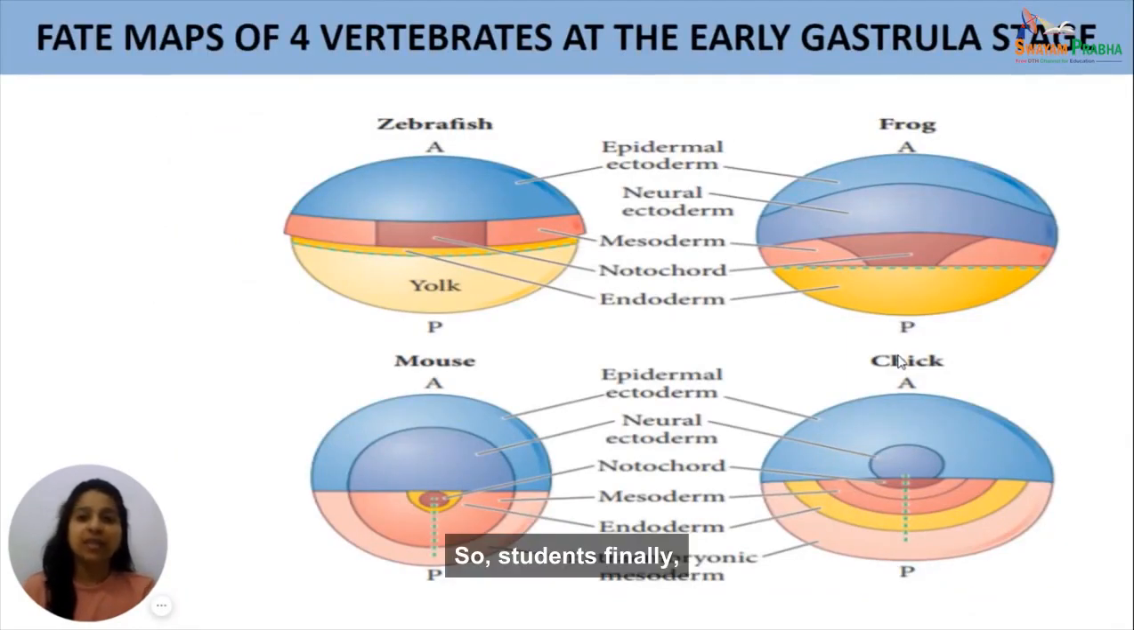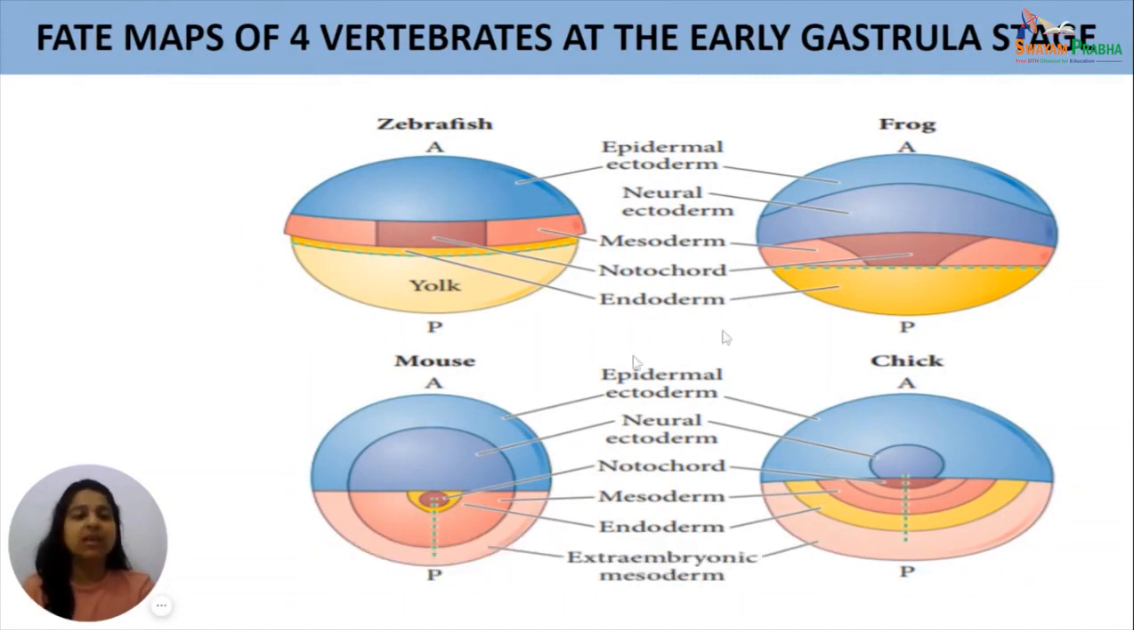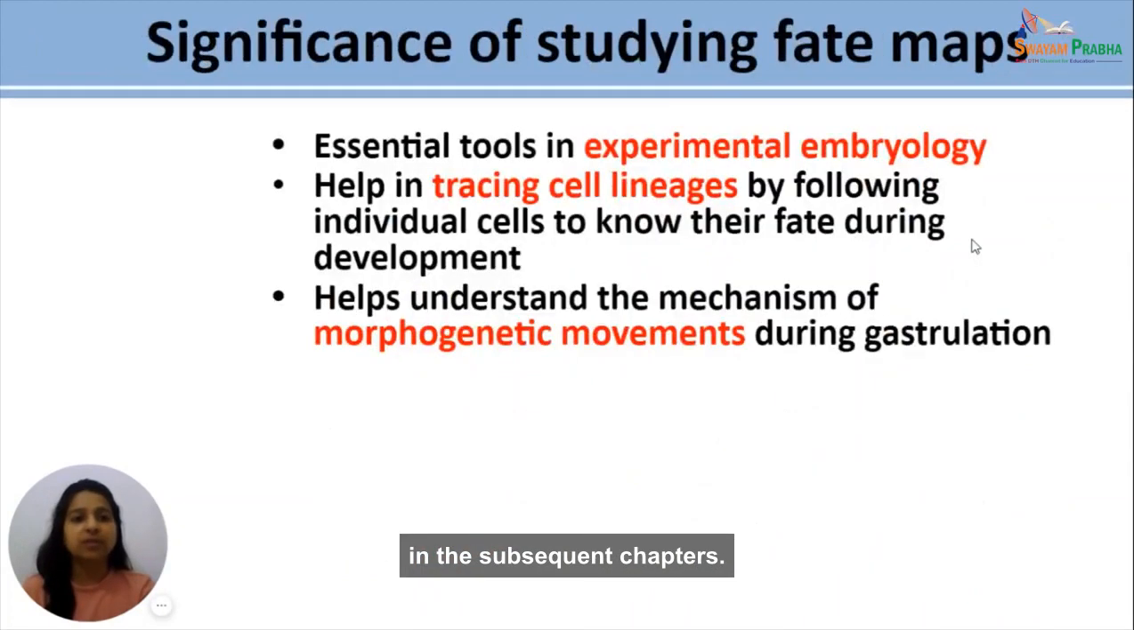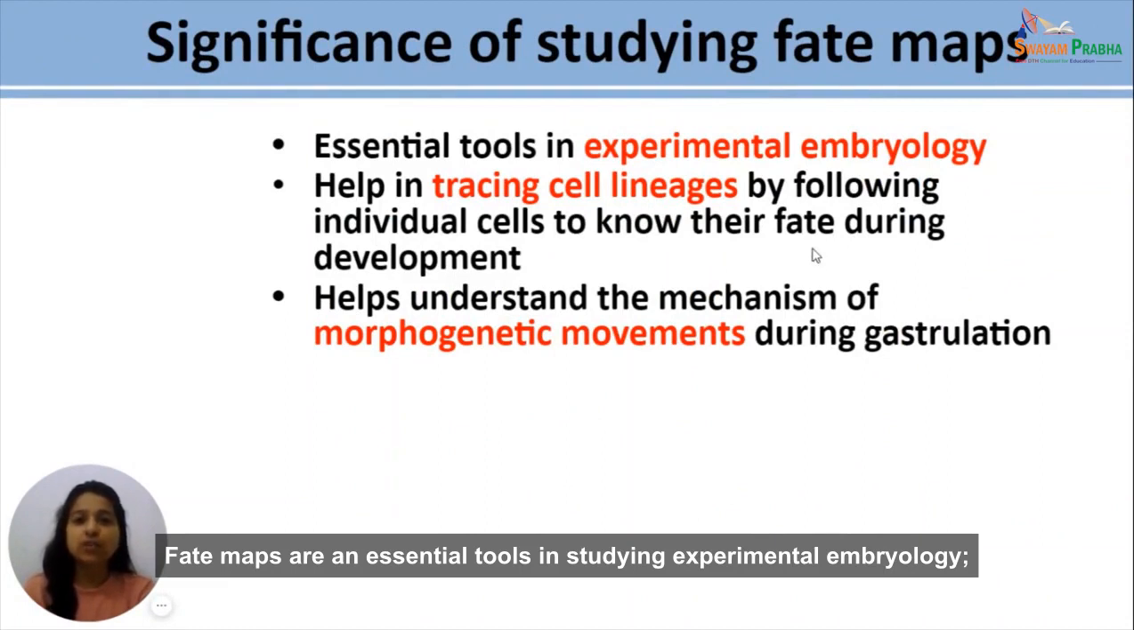So students, finally, we are in a position to describe the details of the fate maps of these four vertebrates, which we will take up when we study the gastrulation process in the subsequent chapters. So why study fate maps? Fate maps are essential tools in studying experimental embryology.